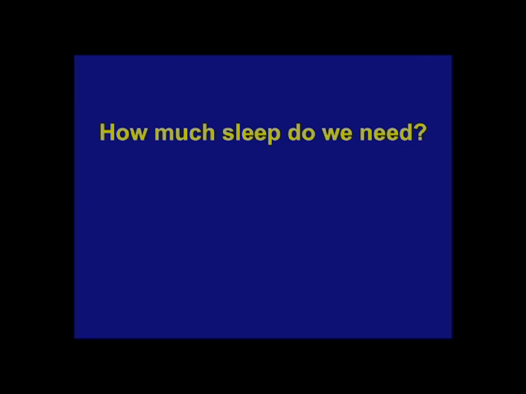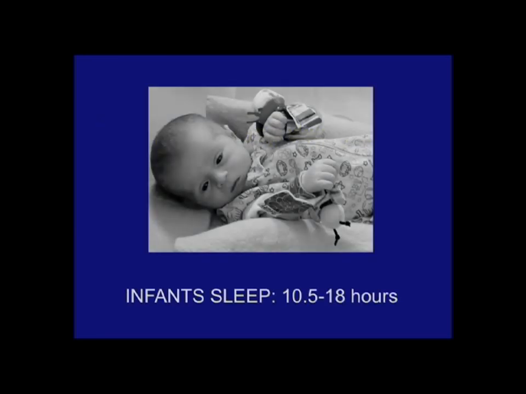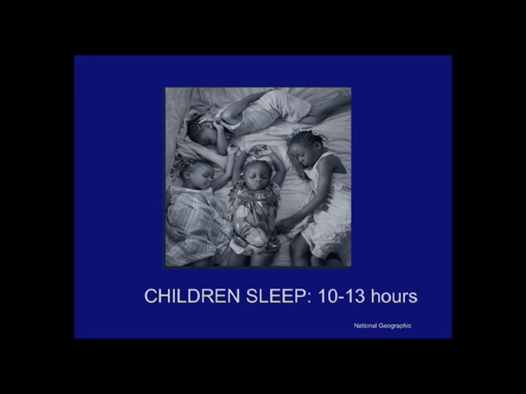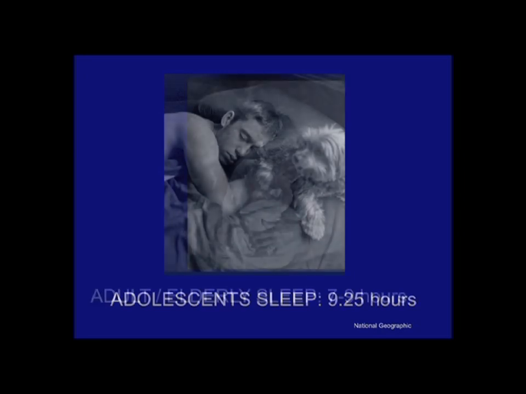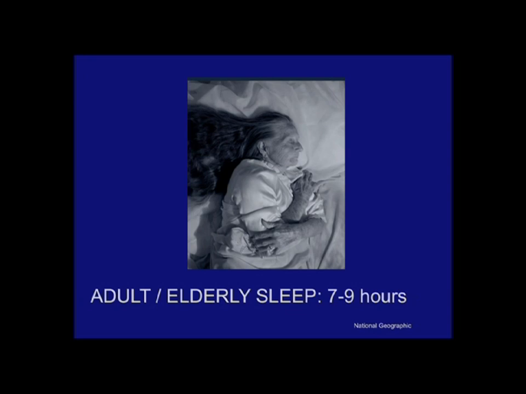The amount of sleep that we need varies across a lifespan. Infants tend to require between 10.5 to 18 hours of sleep. Usually this sleep is not a continuous 10 or 18 hour block. It tends to be 2 hours of sleep followed by 2 hours of wake. And as the infant ages, the sleep becomes more consolidated. Children require between 10 to 13 hours of sleep. Adolescents may need 9.25 hours of sleep. And adults or the elderly require between 7 to 9 hours of sleep.